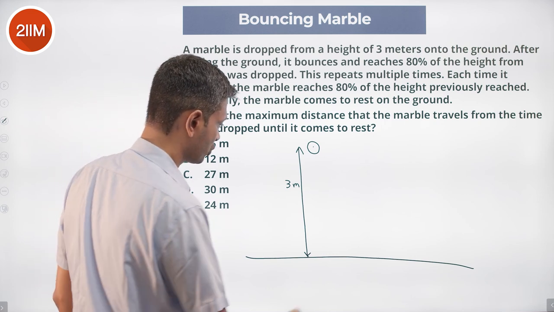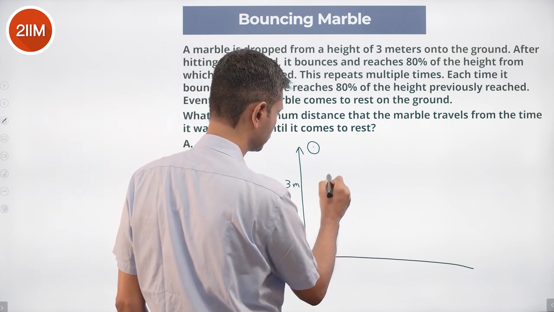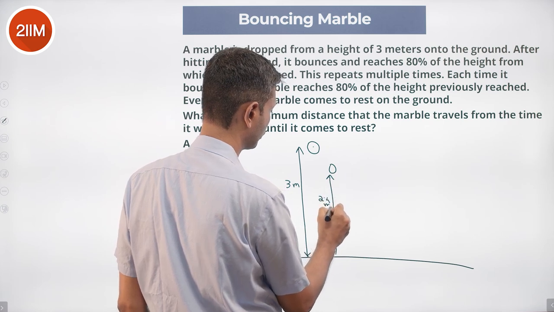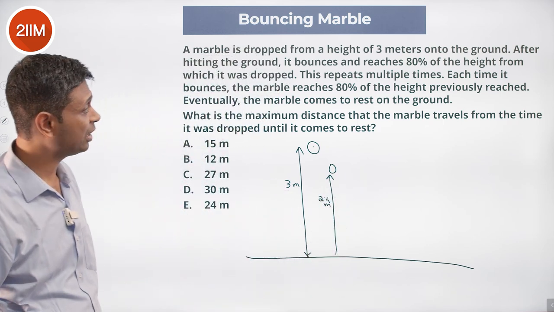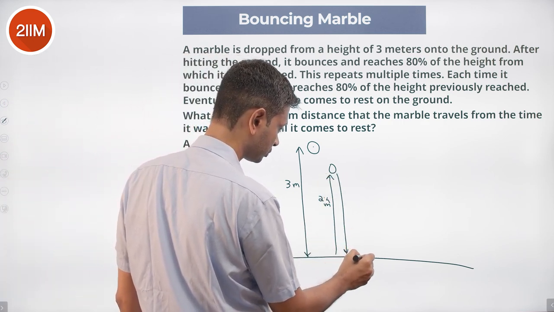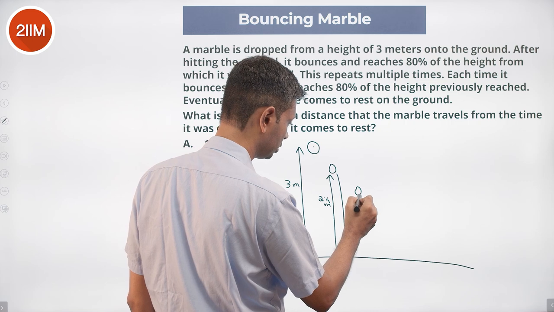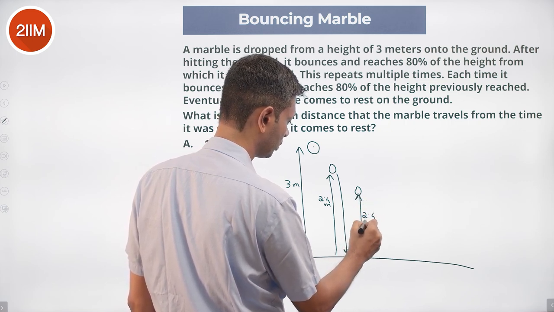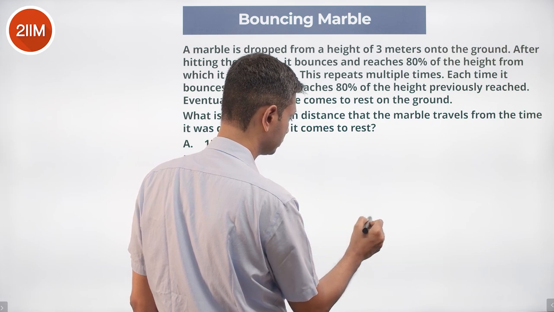It hits and it bounces back. So what? This distance is 2.4 meters. Why? Because it reaches 80% of its height. And then it falls down. Bounces back to a point here. What is this side? This is 2.4 into 0.8.